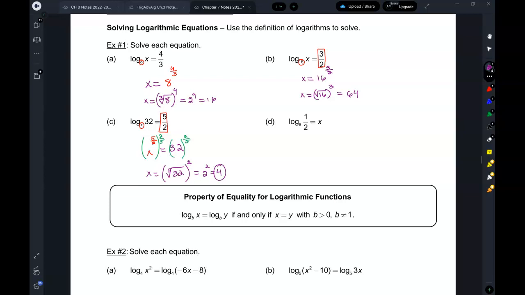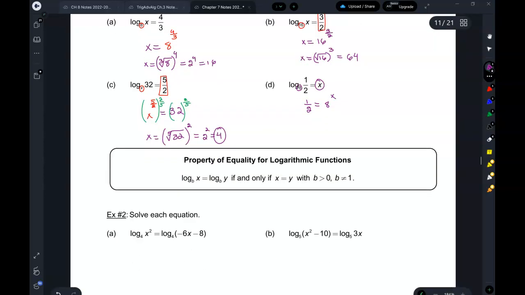So here we go. Base, exponent. Okay, so 1/2 is equal to 8 to the x. All right, so how are we going to solve this one? Well, now look at the difference. Here, the base was the x. Here, the x is in the exponent.